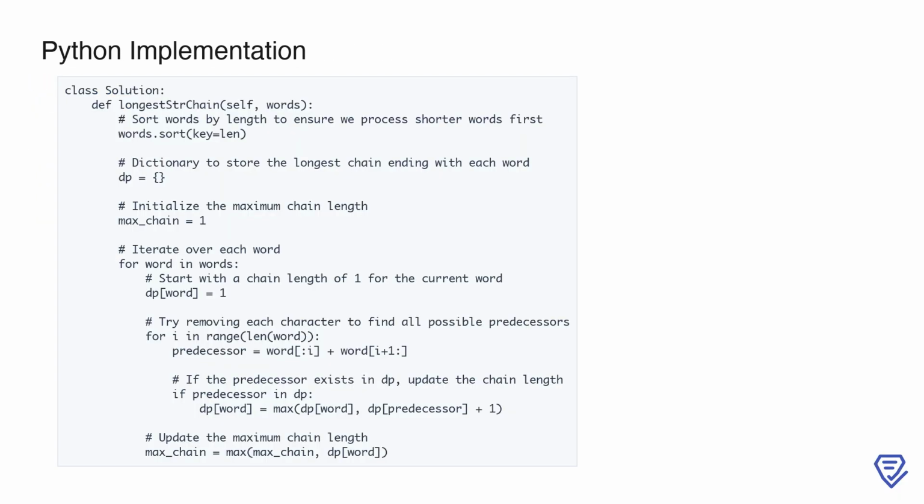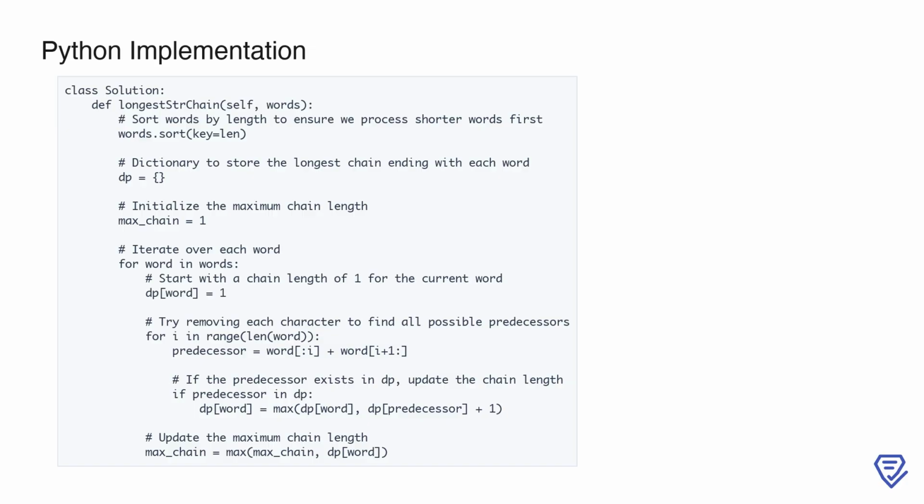Here, we start by defining a class Solution with a function longestStrChain that takes a list of words as input. The first step is to sort the list of words by their lengths, which ensures that we process shorter words before longer ones. This is important because shorter words are potential predecessors of longer words in a valid string chain. Next, we create a dictionary called dp to store the longest chain length ending with each word. We also initialize a variable max_chain to 1, which will keep track of the maximum chain length found so far.